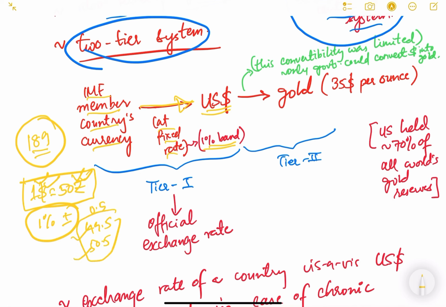So this 1% fluctuation was allowed, but it was a fixed exchange rate versus the US dollar, and the US dollar was fixed against gold. And what was the price? $35 for 1 ounce of gold. Okay, 1 ounce of gold.